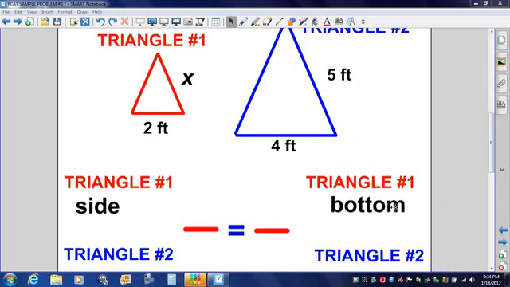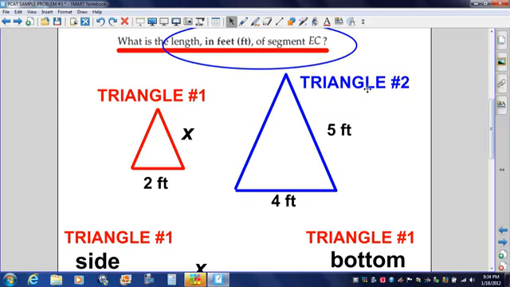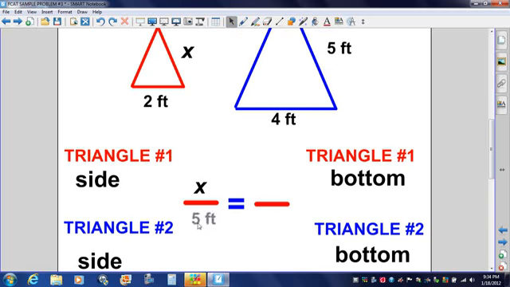Alright guys, here's another way that you could set up a proportion for this problem. This time I'm going to do triangle 1 side, so that's going to be X, over triangle 2 side. Triangle 2 side is going to be 5 feet. So basically I did side to side. Now I'm going to go back to triangle 1 and do bottom to bottom. Bottom of triangle 1 is 2 feet. The bottom of triangle 2 is 4 feet.